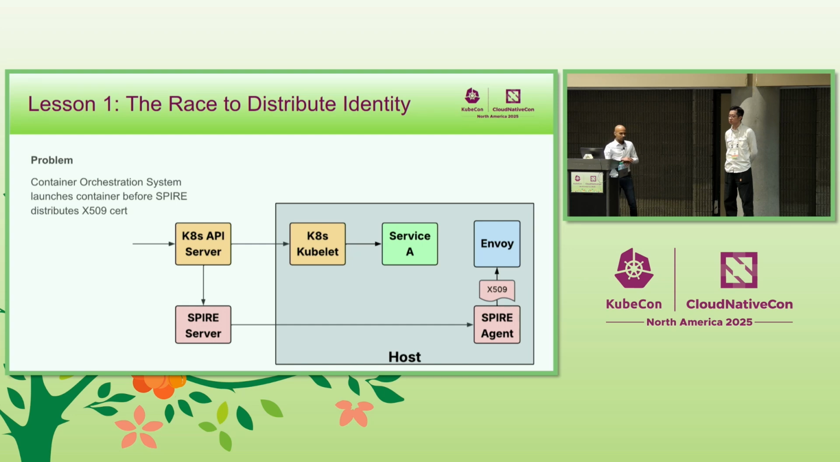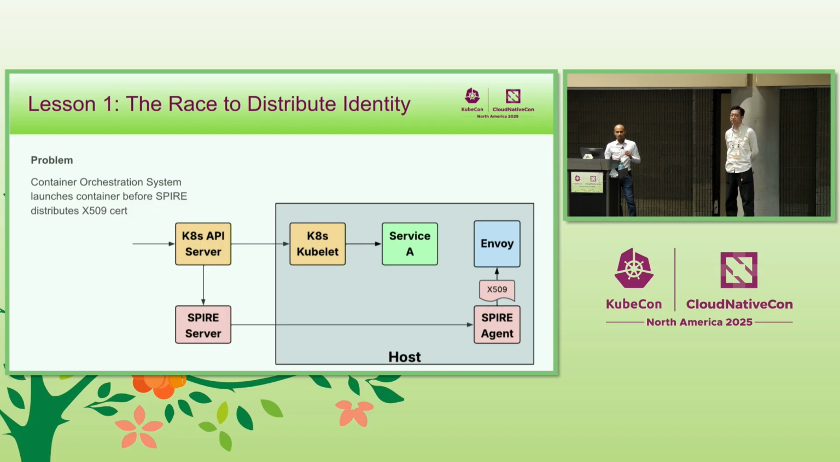We'll move on to some of the lessons that we learned. We have 5 lessons that we are going to talk through. There are so many lessons that we learned across the last 2-3 years, but these are the top 5 that we're going to go through. The first lesson that we learned is during load testing, and that is around this race to distribute identity.